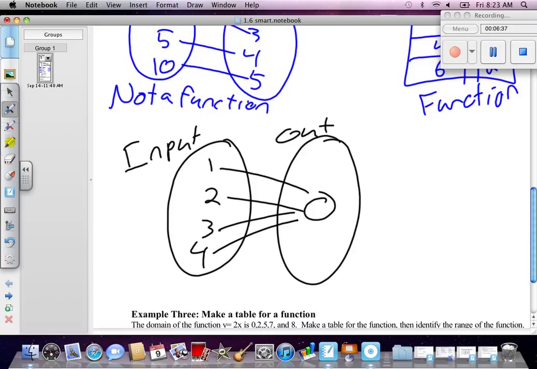They all go to 0, but what's most important is: is there any of these numbers in the input that have more than one arrow leaving it? No. 1 has 1, 2 only has 1, 3 only has 1, and 4 only has 1. So it is a function.